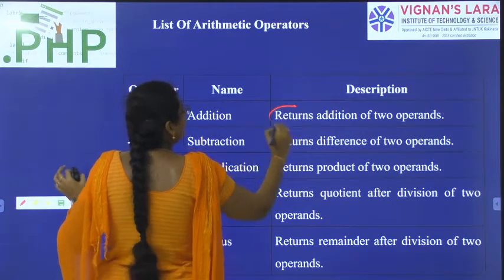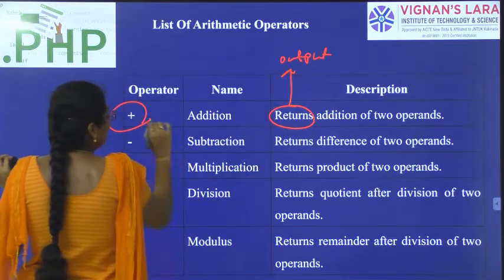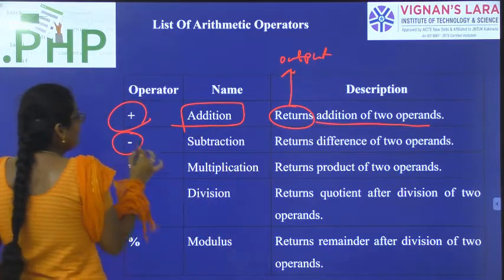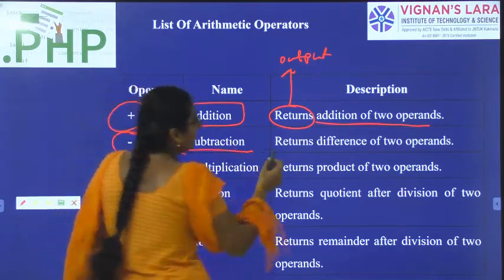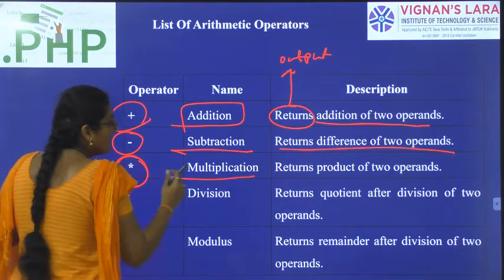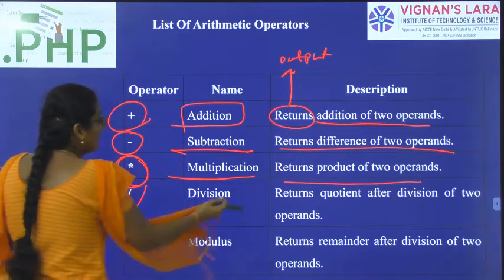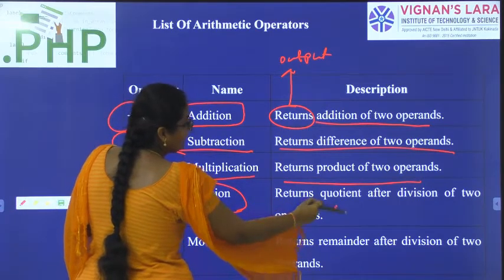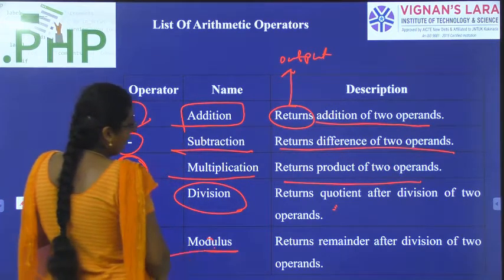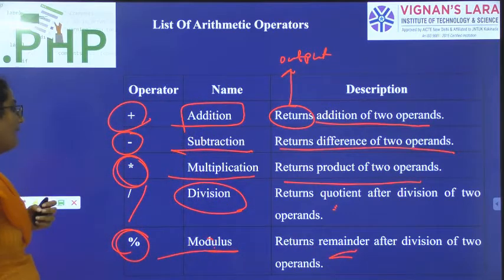Return means output. So plus symbol is used for adding, where we can add two operands. Minus symbol is used for subtraction, which will return the difference of two operands. Asterisk symbol is used for multiplication, which will return the product of two operands. Backslash is used for division, which will return the quotient of two operands. Percentile symbol is used for modulus, which will give you the remainder after division of two operands.